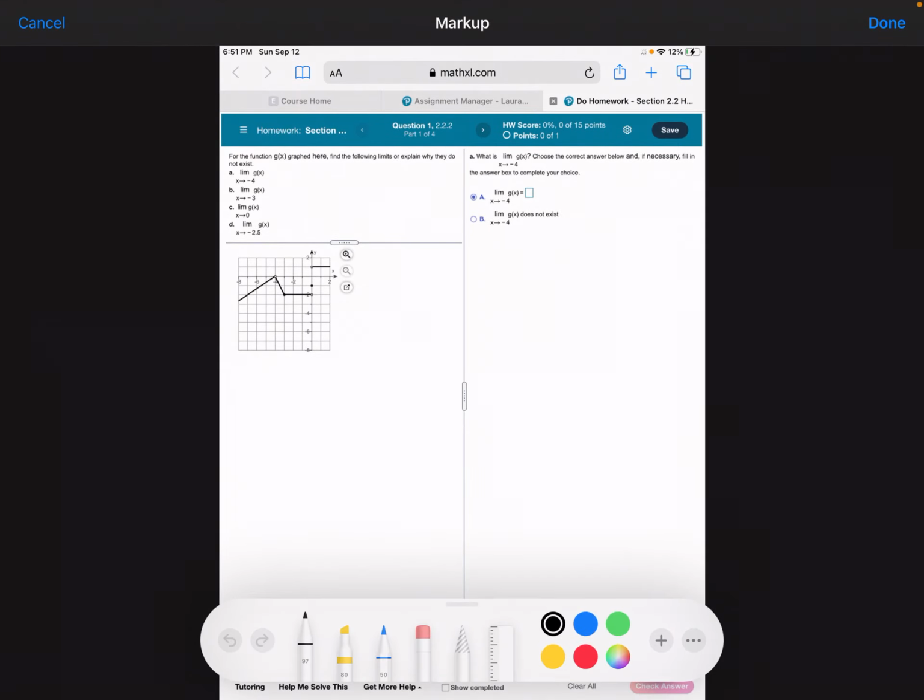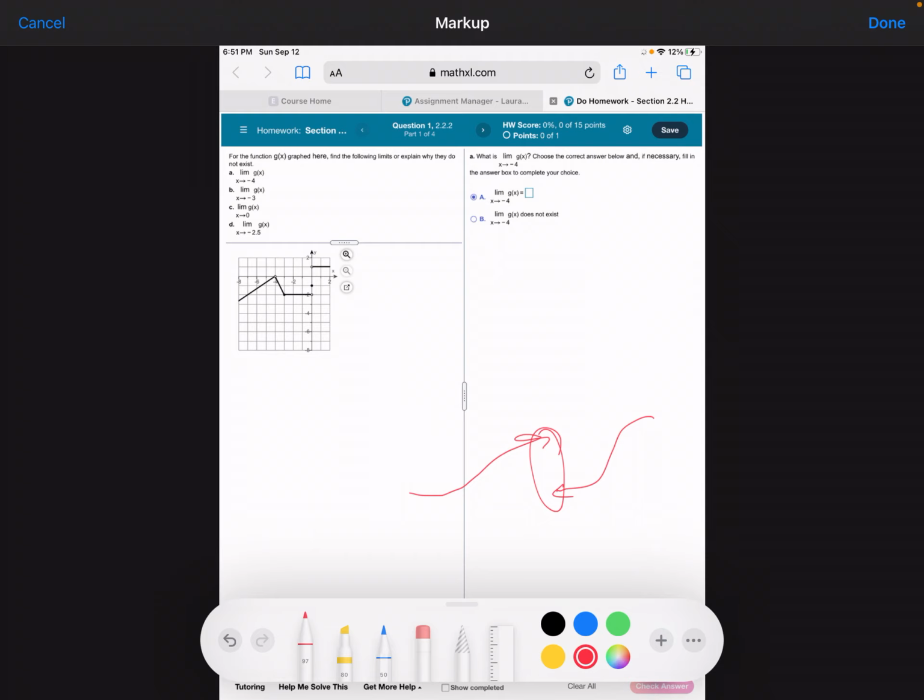Alright, so we're looking at the 2.2 homework. This is number 1. It wants me to find the following limits or explain why they don't exist. So remember, there's kind of 3 things that have to happen for a limit to occur. It means that as you approach that number from either side, they have to agree with each other. We can't have a situation like from here it's going that way, and from here it's going that way. You see, they don't agree with each other. That would be no good.